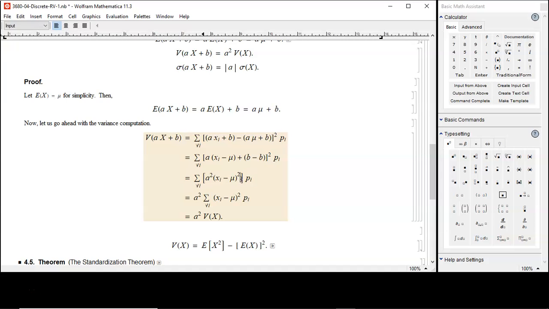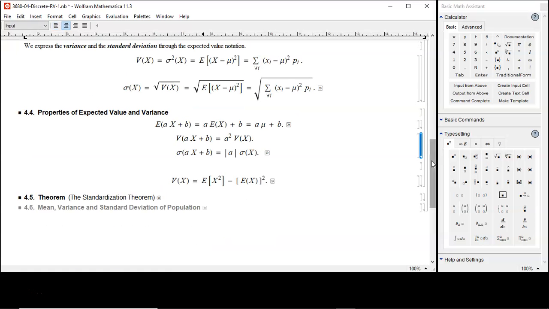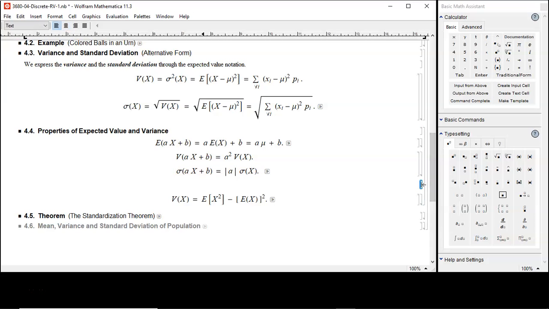A squared times x minus mu squared. A squared is nothing more than a constant. I can take it outside of all the summation here. Get it out, and then what's left is, oh boy, this is nothing more than the variance of x. There. We get a squared times the variance of x. That's what we originally wanted to prove all along, wasn't it? And as for the standard deviation problem, all I have to do is take the square root, so no problem there.